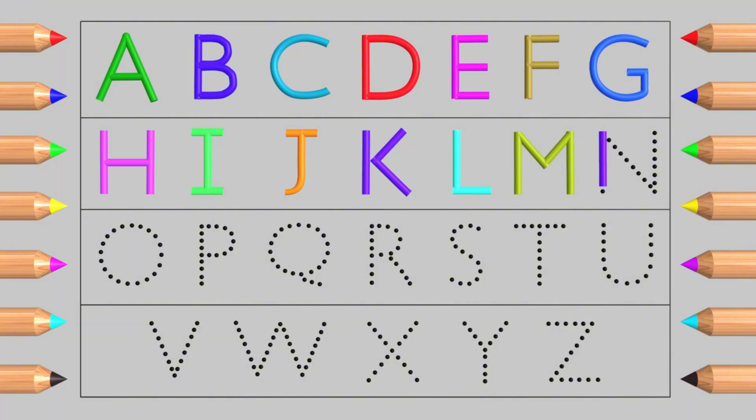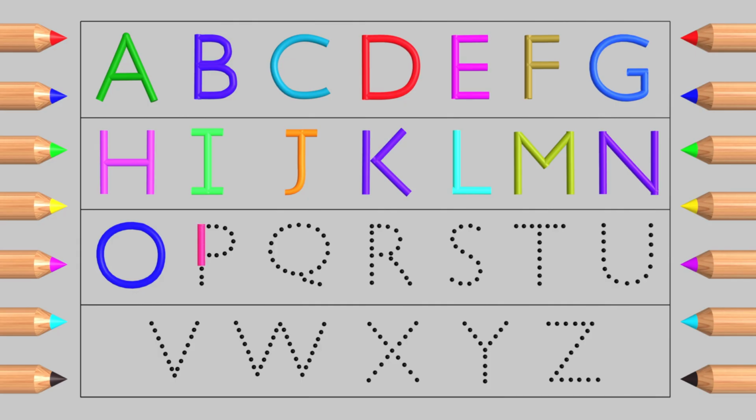N. This is uppercase N. One line down, one diagonal, one line up. O. This is uppercase O. A big round circle. P.